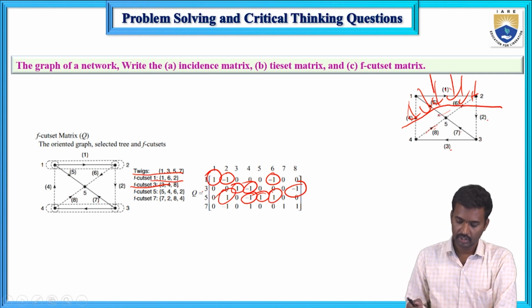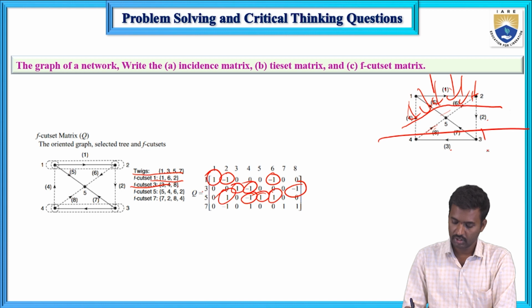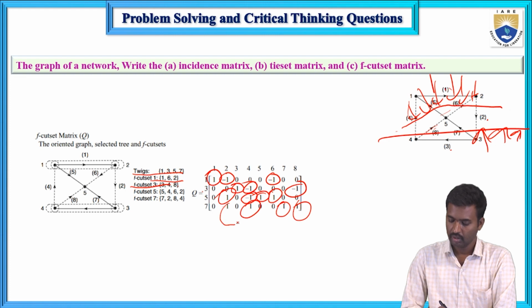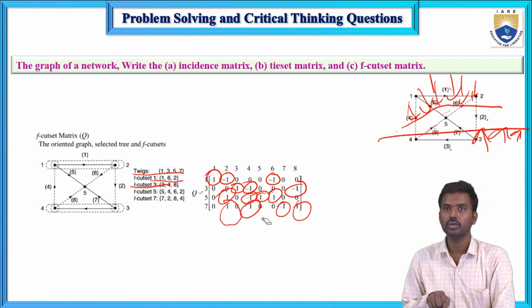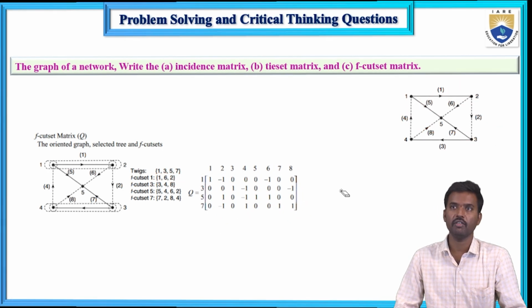And next case, seventh one, at a time 2 should not be here. So this direction should be like this. So 7, 2 and 8 and 4. So fourth one is plus 1, and next here 7th one is also plus, and 8 should be plus, and next here 2 should be minus. So this is the F cut set 2.